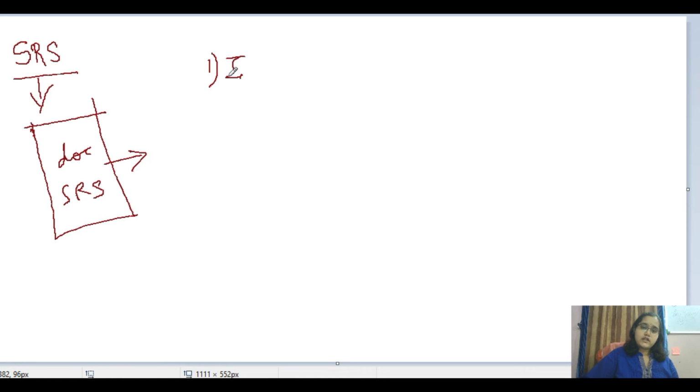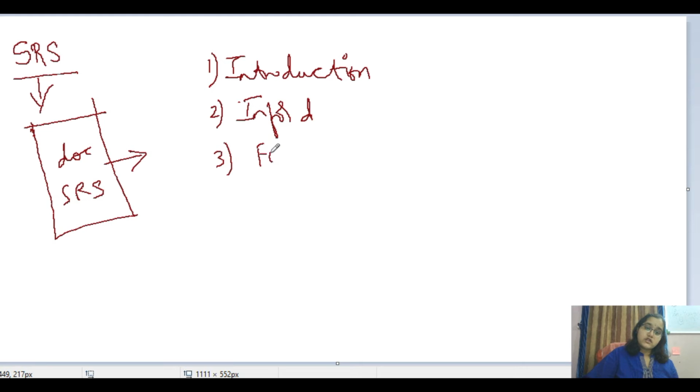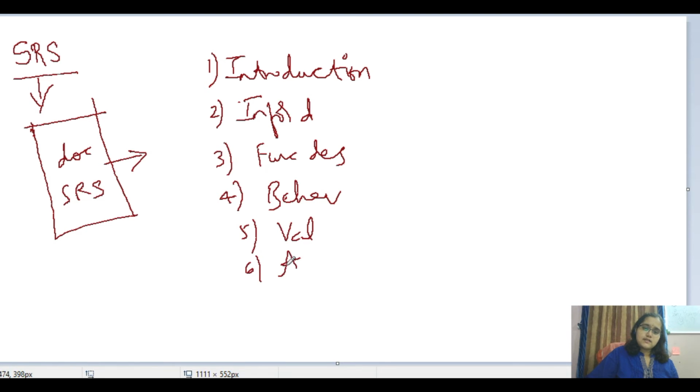It will have an introduction, like what is the organization, what is the system, what is it going to do, and then what is the environment in which it is dealing, then what is the requirement for the new system, etc. It has introduction, information description, functional description, then behavioral description, validation criteria, appendices, and SRS review.